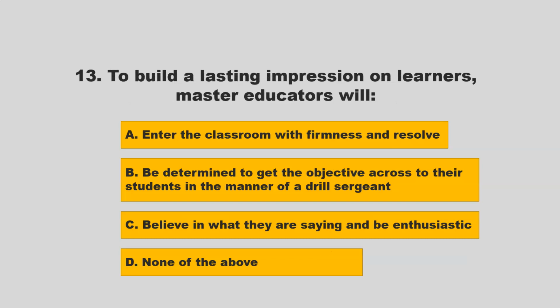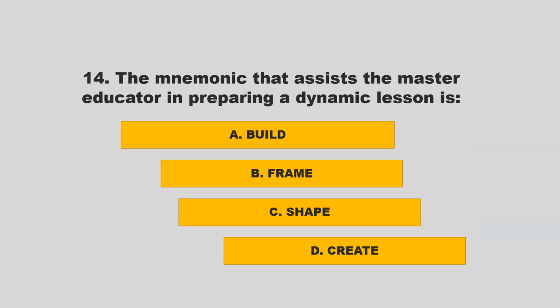To build a lasting impression on learners, master educators will enter the classroom with firmness and resolve, be determined to get the objective across to their students in the manner of a drill sergeant, believe in what they are saying and be enthusiastic, none of the above. If you chose C, believe in what they are saying and be enthusiastic, you are correct.